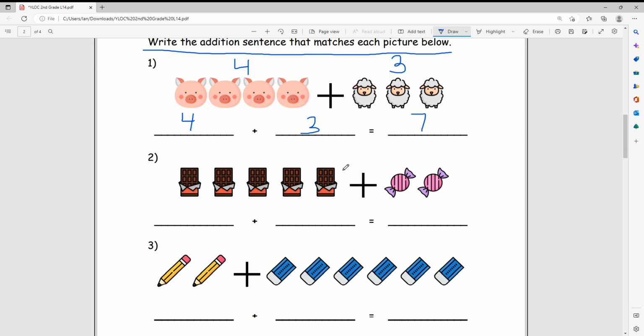Next, if we look at the chocolate bars, there's 1, 2, 3, 4, 5, plus 1, 2 candies. So we're going to drag the numbers down to this. So 5 plus this 2 here, the 2 candies. And if we count 5 up 2, it would be 6, 7. So our answer would be 7.